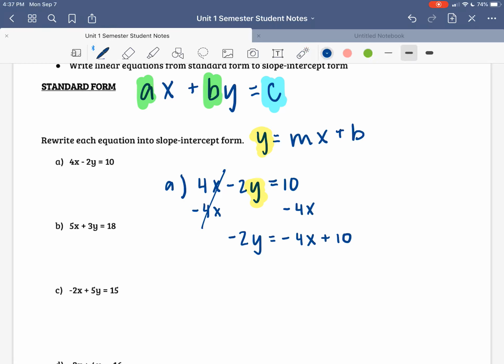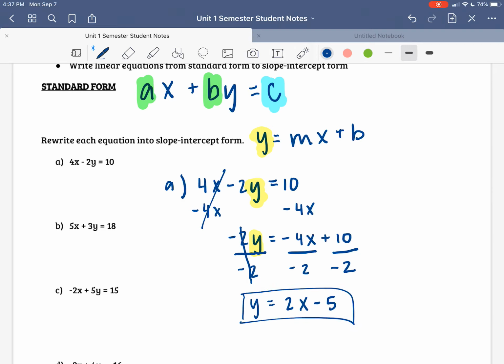And now from here, I need to continue trying to get y by itself, and I need to divide by that coefficient. So when I divide by negative 2, I need to divide every single term by negative 2. Negative 2y divided by negative 2 is just 1y, so I'm left with 1y equals negative 4x divided by negative 2, and negative divided by negative is going to make a positive, so I've got positive 2x. Positive 10 divided by negative 2 is negative 5. And now this is in slope-intercept form, and I could graph that.